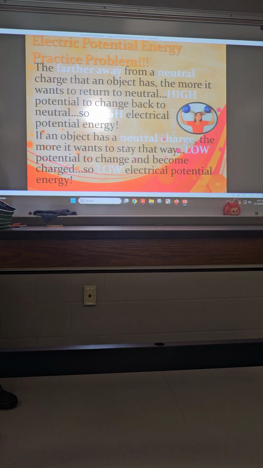Okay, so if it's charged, the farther from neutral it gets, the more it wants to discharge and get back to normal, so it has high potential to change. If it's already the way it wants to be, then it has low potential. Okay?